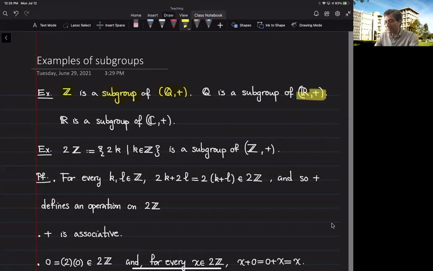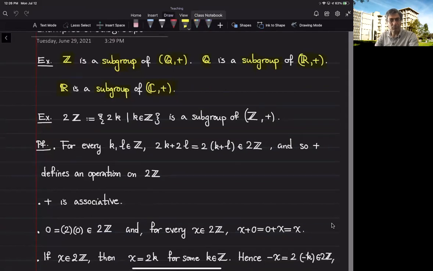The set of real numbers under addition forms a group, and Q is a subgroup. Q is a subset of the real numbers, and Q under plus forms a group, and therefore Q is a subgroup of the real numbers under addition. Similarly, complex numbers under addition form a group, and the real numbers are a subset of the complex numbers which forms a group under addition. Therefore, this is also a subgroup.